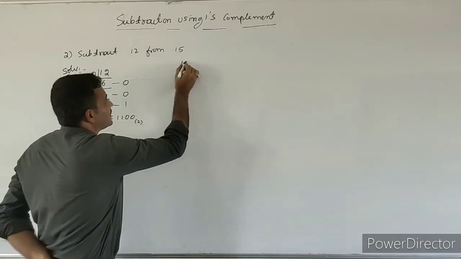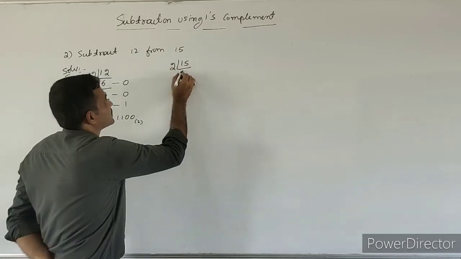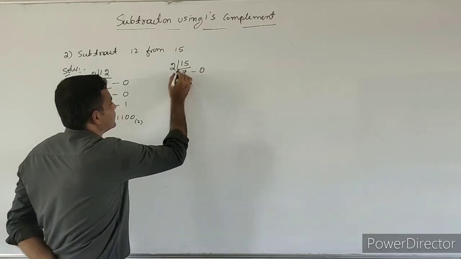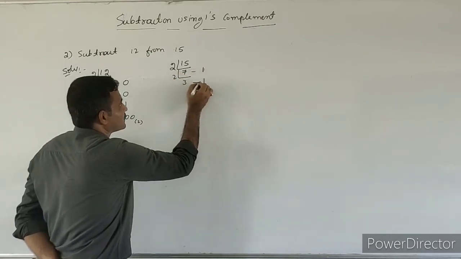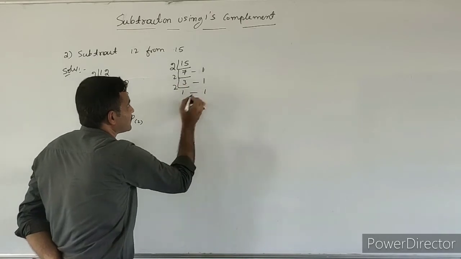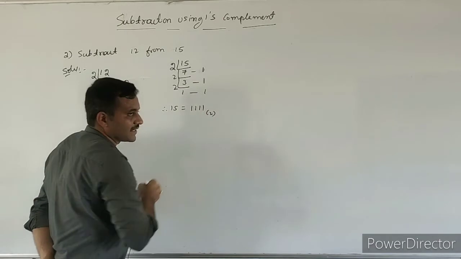Then 15. Again apply repeated division by 2. 2 7s are 14, remainder 1. 2 3s are 6, remainder 1. 2 1s are 2, remainder 1. Therefore, 15 is equal to 1 1 1 1 in binary.